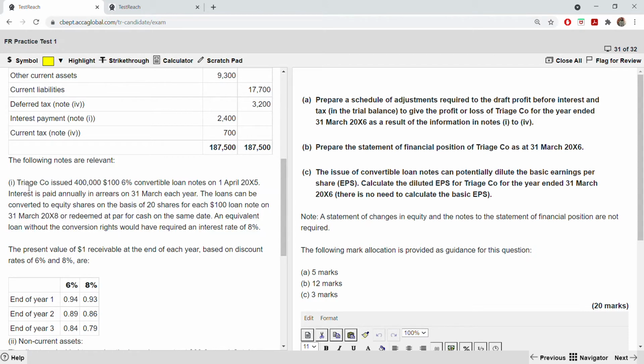Tri-Age issued $400,000 6% convertible loan notes on 1st of April 2005. So what you have to understand here is this. Let me highlight it. Interest is paid annually in arrears on 31st March each year. Loans can be converted to equity shares on the basis of 20 shares per 400 loan notes, or on 31st March 2008 are redeemed at par for cash on the same date. An equivalent loan without the conversion price would have required an interest rate of 8%.